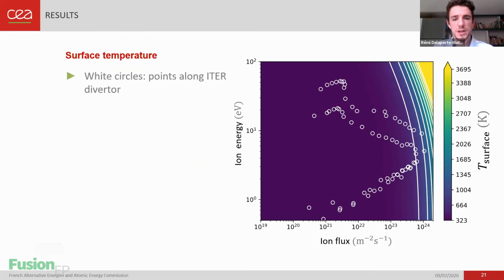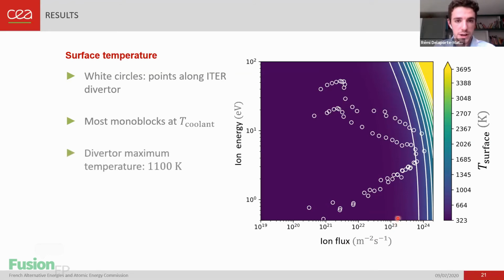Right, so we need to obtain the surface temperature and surface concentration as function of these two parameters. So let's start with surface temperature. Because we can obtain the heat flux, and because we have the relation we talked about earlier, we can obtain the surface temperature. So first thing we notice is that for most of the monoblocks, the surface temperature is close to the one of the coolant. And we have only 2 monoblocks here and here, where the temperature is really high. It's 1100 Kelvin.